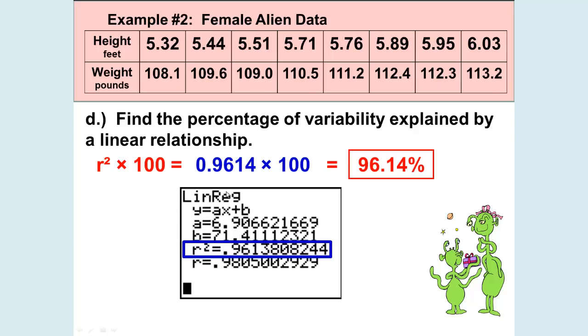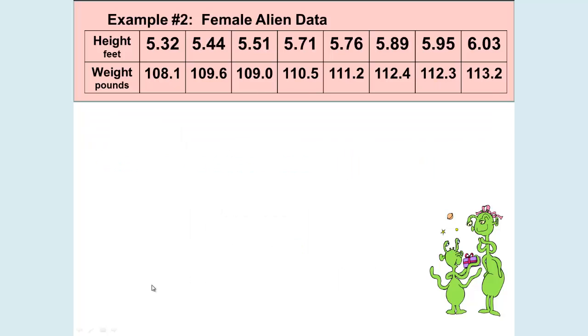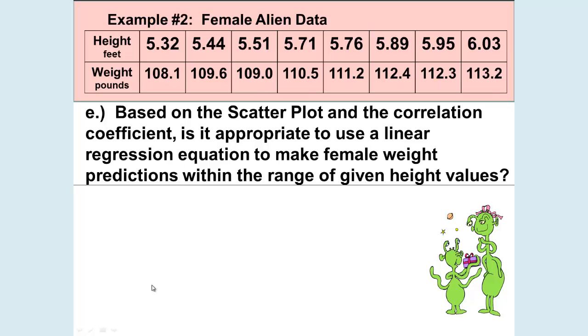And that's 96.14% of the variability in the data can be explained by the linear relationship between the height and weight of our female aliens. Question E. Based on the scatter plot and the correlation coefficient, is it appropriate to use the linear regression equation to make female weight predictions within the range of the given height values?